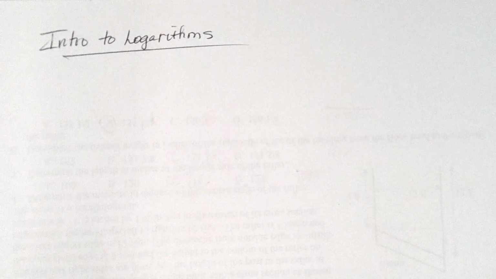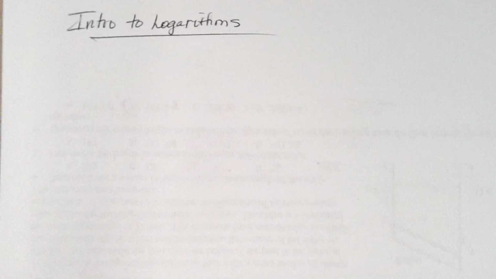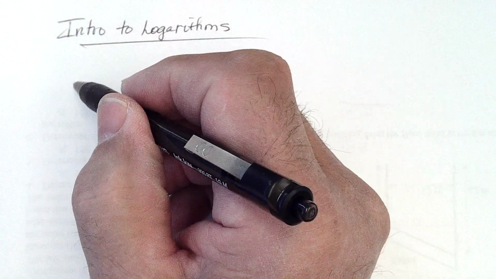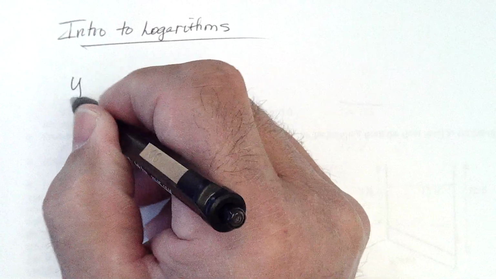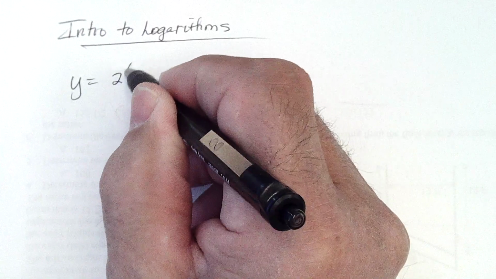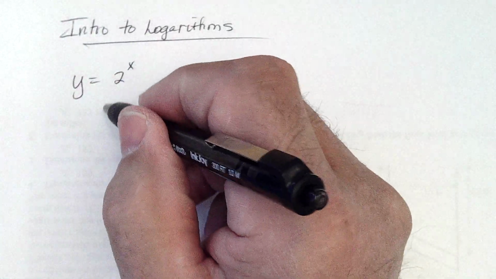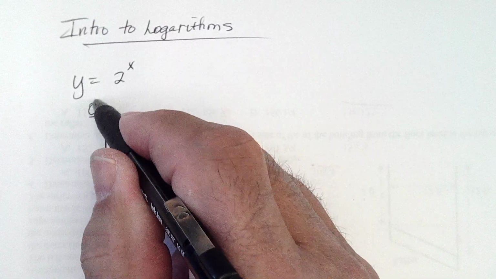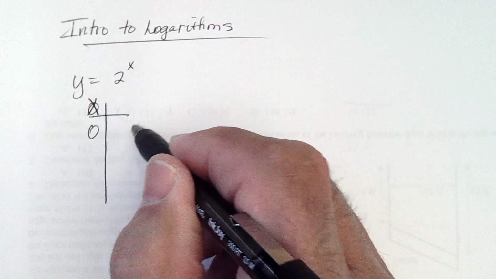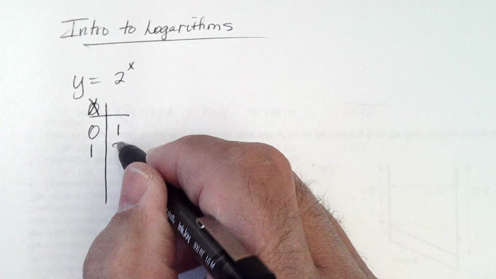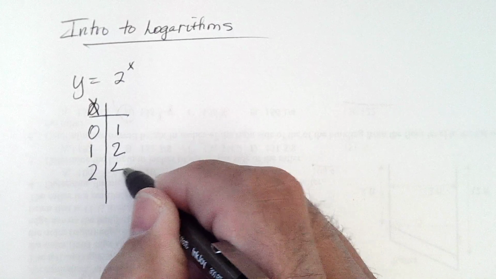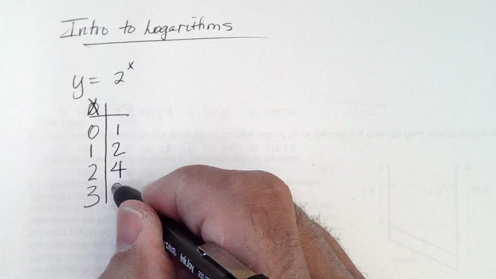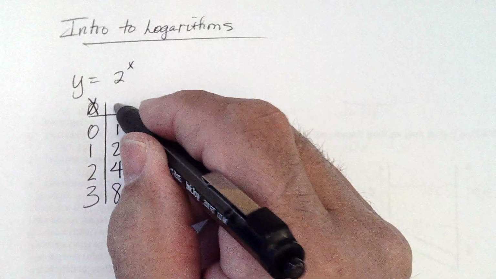Okay, introduction to logarithms. So let's take a look at the exponential equation, like y equals 2 to the x. If you put in 0 for x, you get 1. If you put in 1, you get 2. If you put in 2, you get 4. Put in 3, 2 to the third is 8. 2 times 2 times 2 is 8.